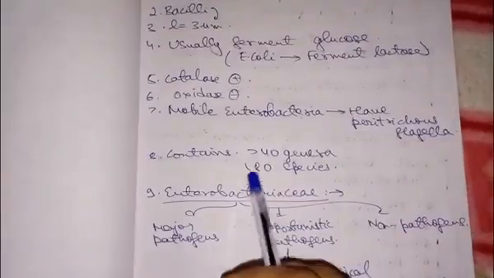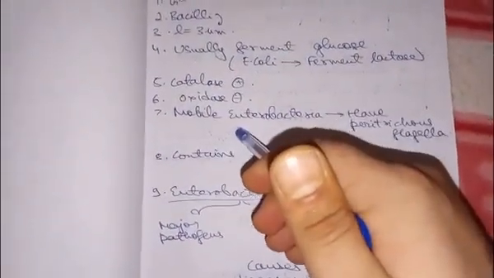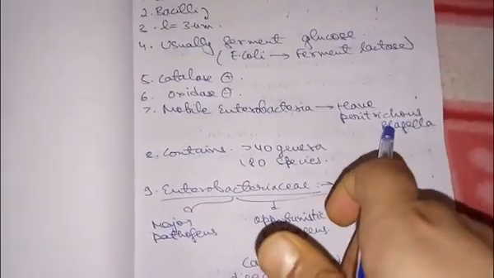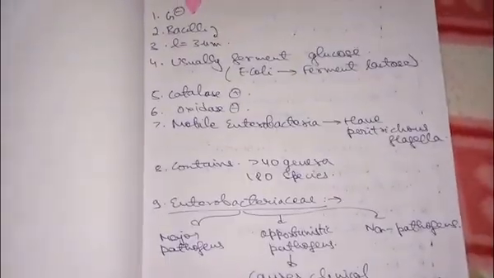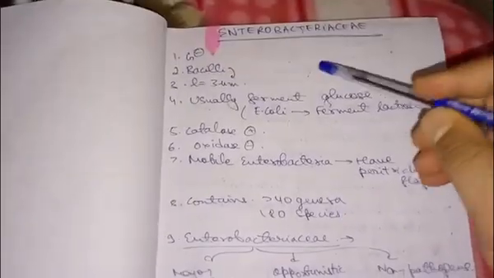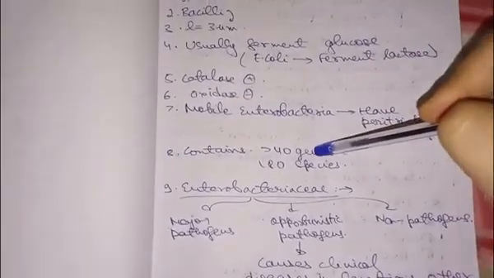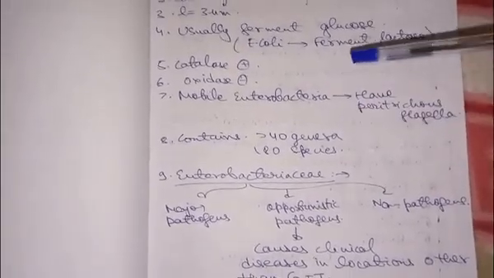Okay. Now motile enterobacteria have peritrichous flagella. Not all enterobacteria are motile, but whichever enterobacteria are motile, they are motile because of peritrichous flagella. What are peritrichous flagella? Peritrichous flagella means the flagella present all around the cell, all over the cell of the bacteria. Okay. Now this family contains more than 40 genera and 180 species. Half of these are of veterinary importance, half of these are of medical importance.